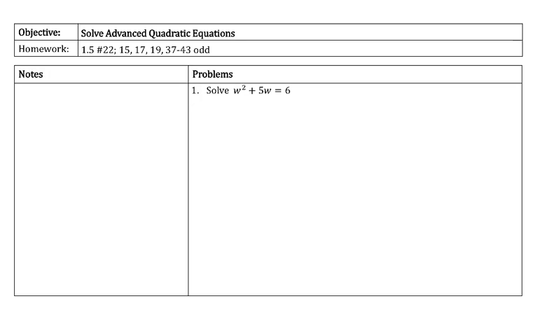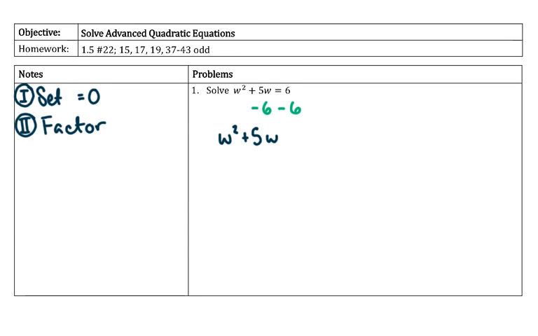So, number 1, solve w squared plus 5w equals 6. Now, if you remember from previous years, the way to solve quadratics like this is to start by setting everything equal to 0 and then try to factor. So we start by setting it equal to 0 here. We're going to subtract 6 from both sides, and we'll end up with w squared plus 5w minus 6, since there's no like terms, equals 0.